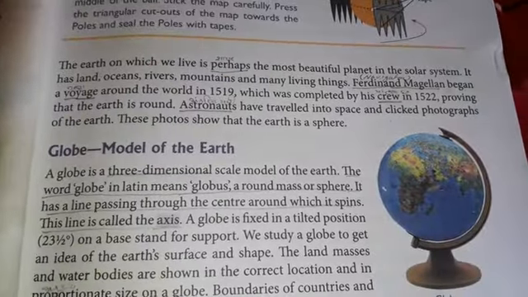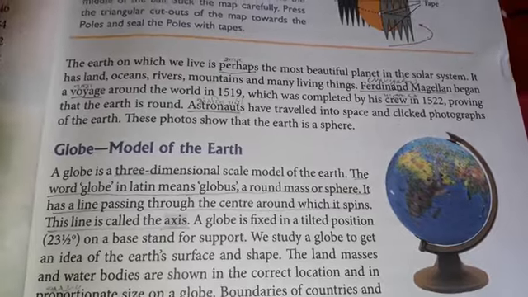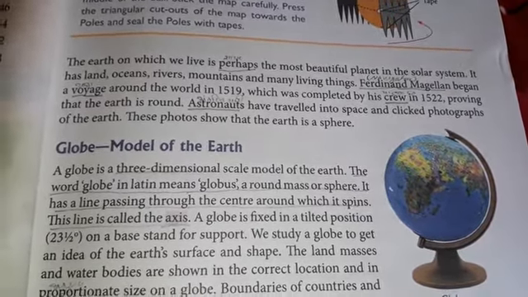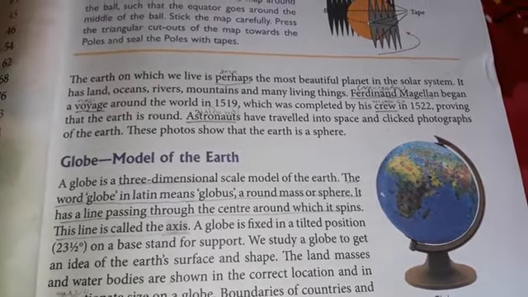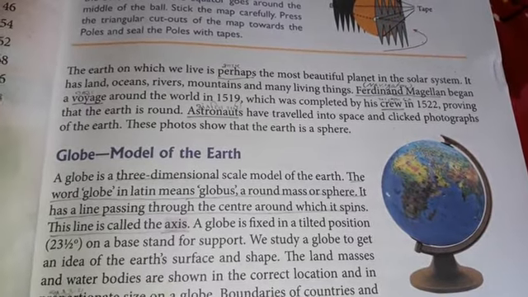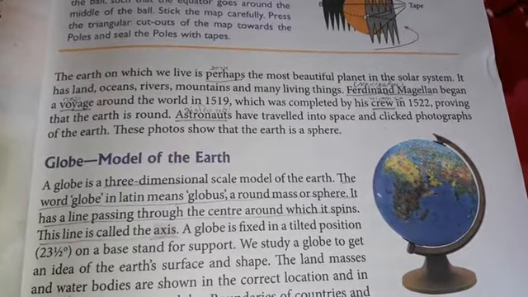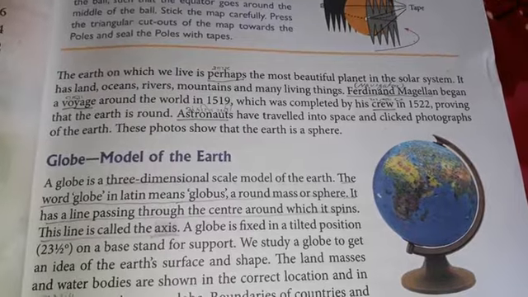Students, you all know very well, Earth is a beautiful planet in the solar system. It is the third planet of the solar system and the fifth largest planet in our solar system. It has land, oceans, rivers, mountains and many living things, because life is possible here.